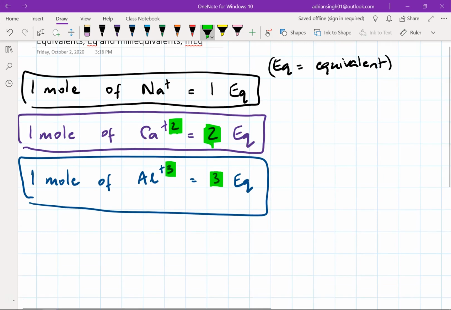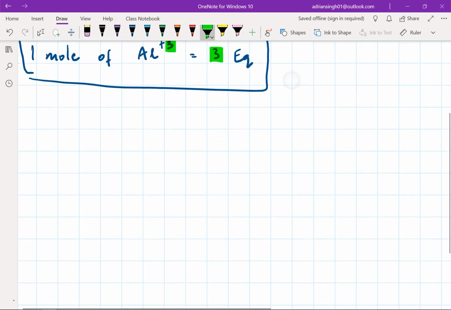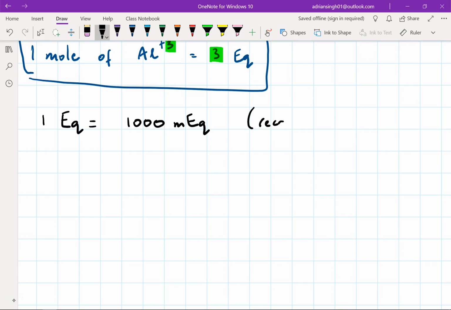All right, so that's how we make sense of the charges on the ions and the equivalents that they're equal to. And the way that this relates to milliequivalents is actually just a regular metric relationship. So 1 equivalent would be equal to how many milliequivalents? Well, milli means 1/1000th of something, right? So if you have 1 equivalent, then you would have 1,000 milliequivalents. That's the same thing as saying, for instance, 1 liter is equal to 1,000 milliliters, right? Same exact idea. We're just using the metric prefix milli here to represent that size.